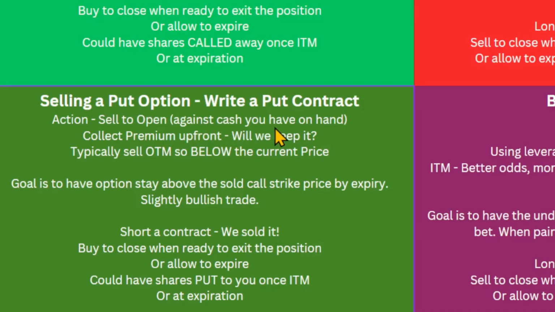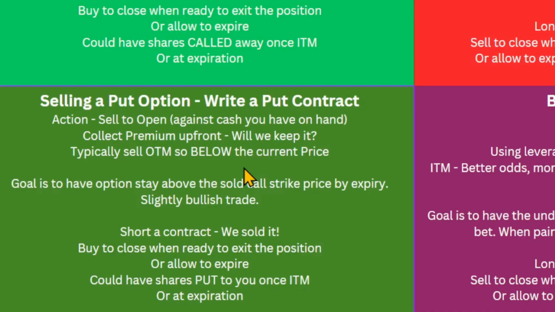And this is important. It says against cash you have on hand. So as a Fidelity Tier 1 option trader new to this, you're going to have the cash available in case these shares get put to you. Remember, we sold the right to the buyer. They have the right, but not the obligation to put shares to us.